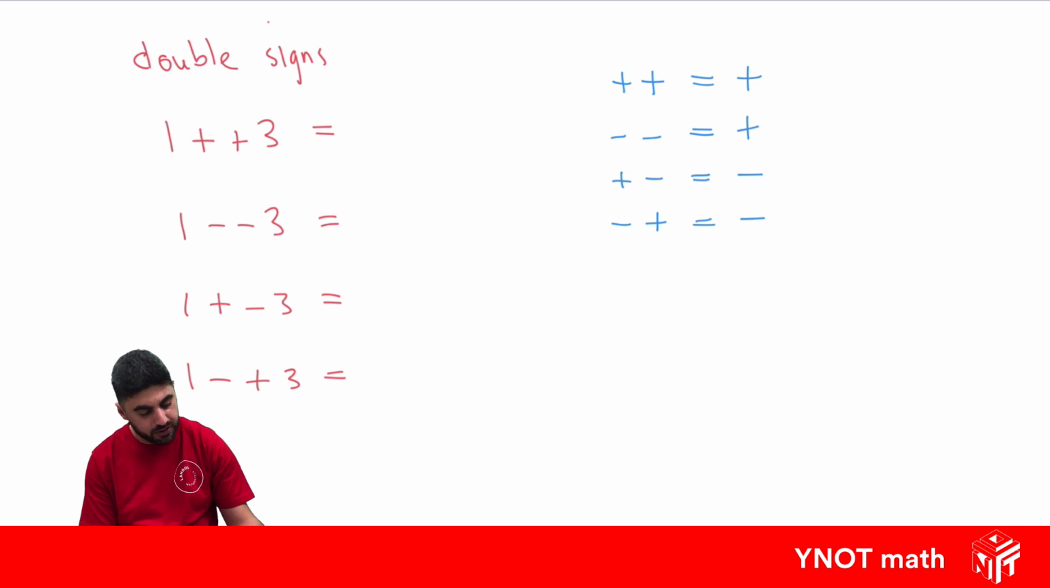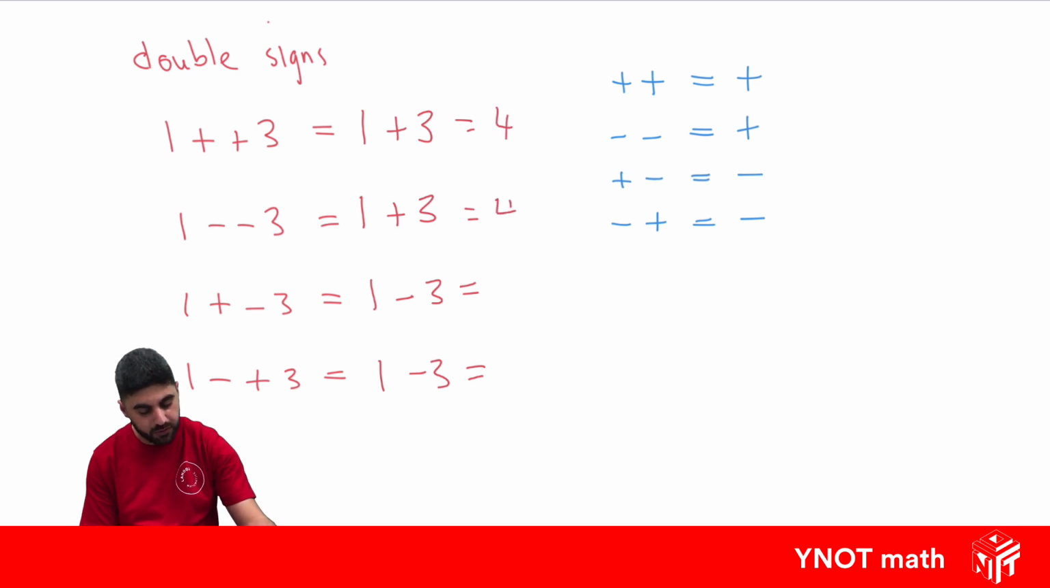So we can fix up all these expressions now. A plus plus turns into a plus. A minus minus also turns into a plus. A plus minus turns into a minus. And a minus plus also turns into a minus. And we can do all of these now very easily. 1 plus 3 is 4. 1 plus 3 is 4. 1 minus 3 gives us minus 2. 1 minus 3 gives us minus 2.